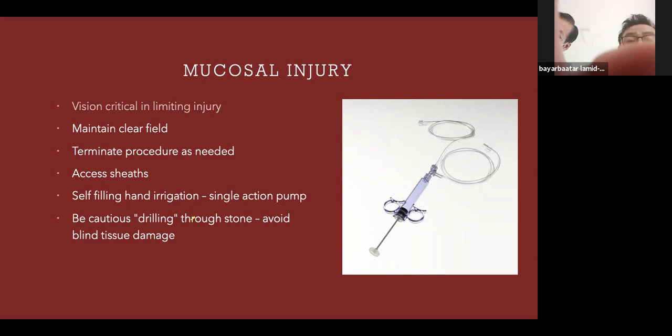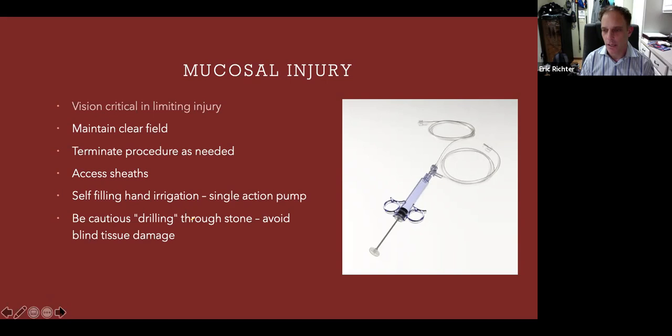Okay, go ahead. And then the last point on this slide is just the access sheaths, and that'll allow you to irrigate a little bit more efficiently, because the irrigation will actually go around the access sheath and avoid that high pressure in the kidney. Okay.